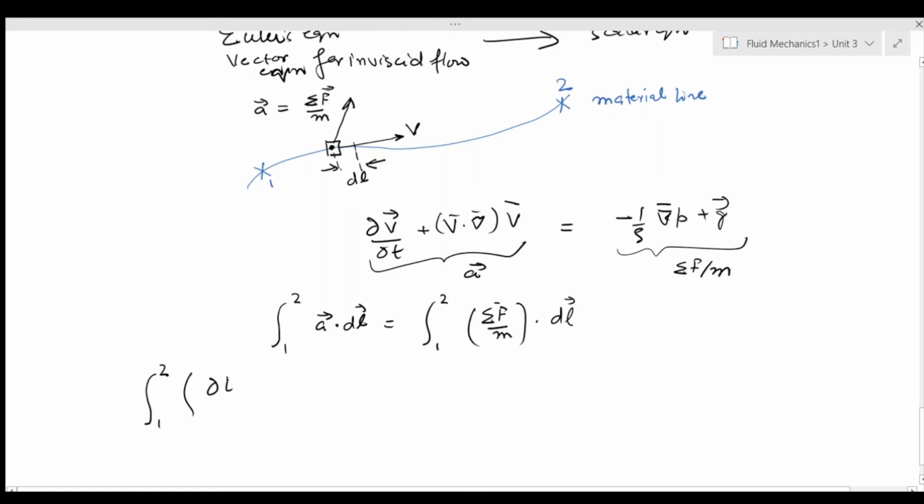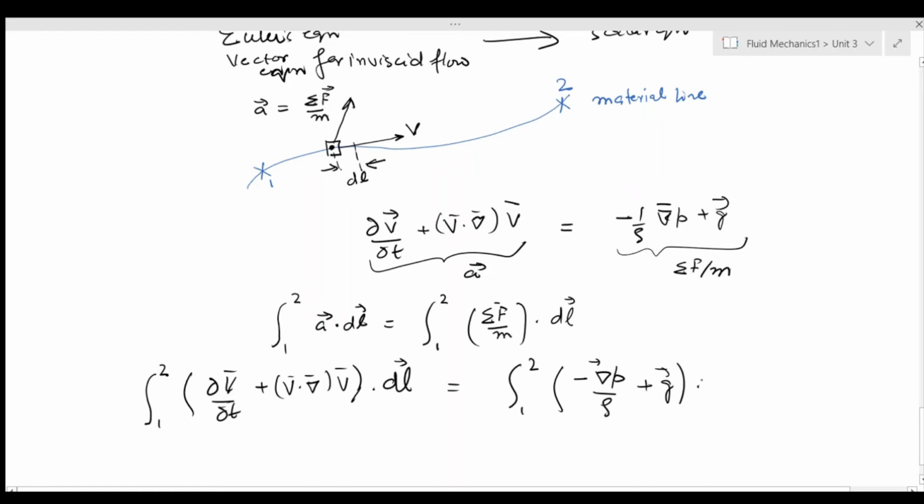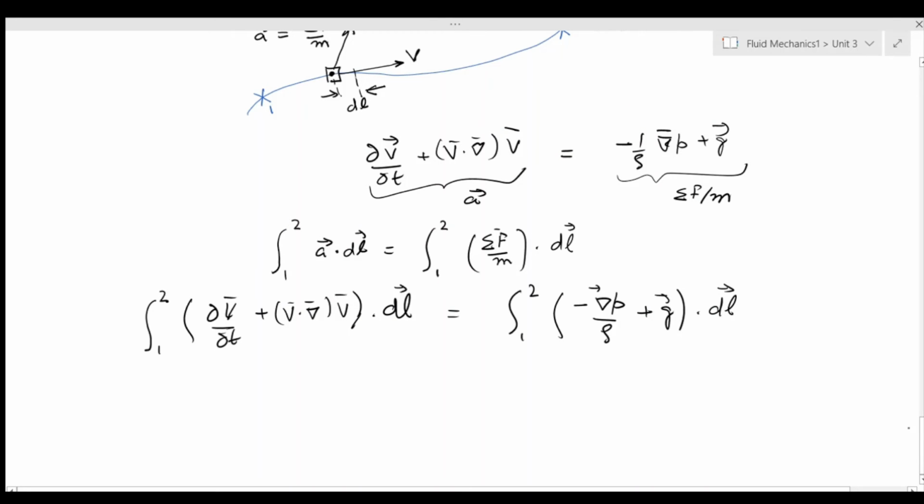This would be nothing but del V by del T plus V dot del V dot dl, equal to the integral from 1 to 2 of minus del P by rho plus G dot dl. Now, to move forward, I need to find what this V dot del V is. This is something which I need to find.